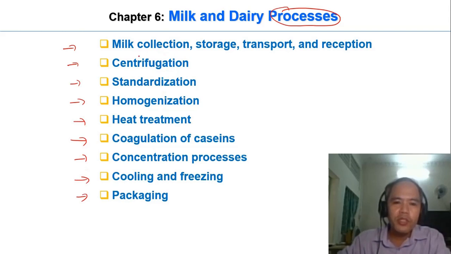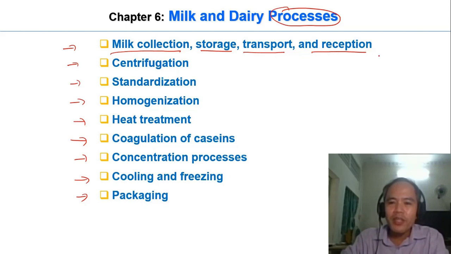We have first one, milk collection. How milk is collected from the cow. How do we take milk from the cow? Okay. And then storage means how to do storage of raw milk. Transport from the farm to the factory. And then how milk is received into the processing factory.